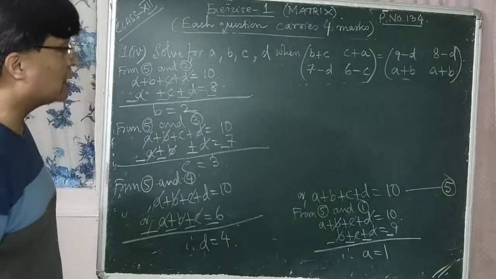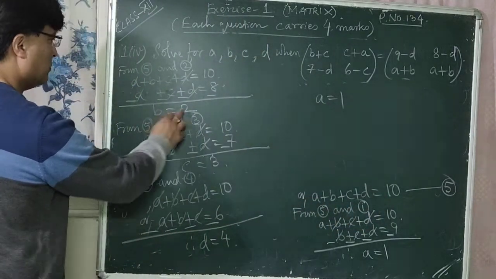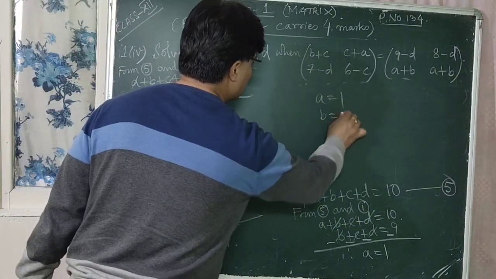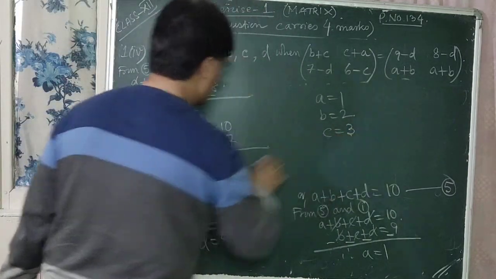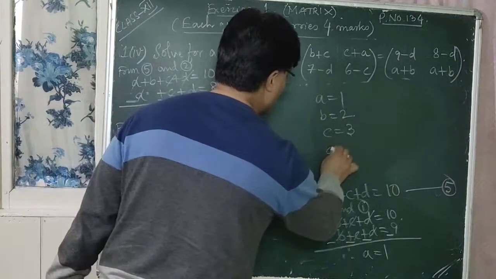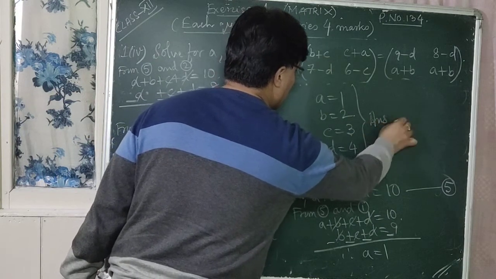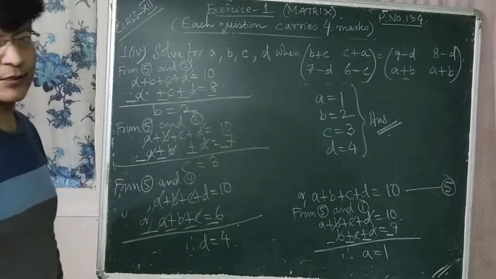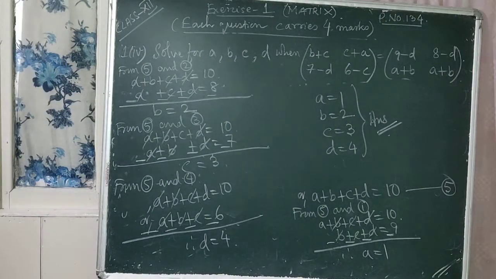So write down the answers. A is equal to 1, right? B is equal to 2. C is equal to 3. And what is D? D is equal to 4. So these are the answers. Is that clear now? So you can copy it. Now we'll do the next question.